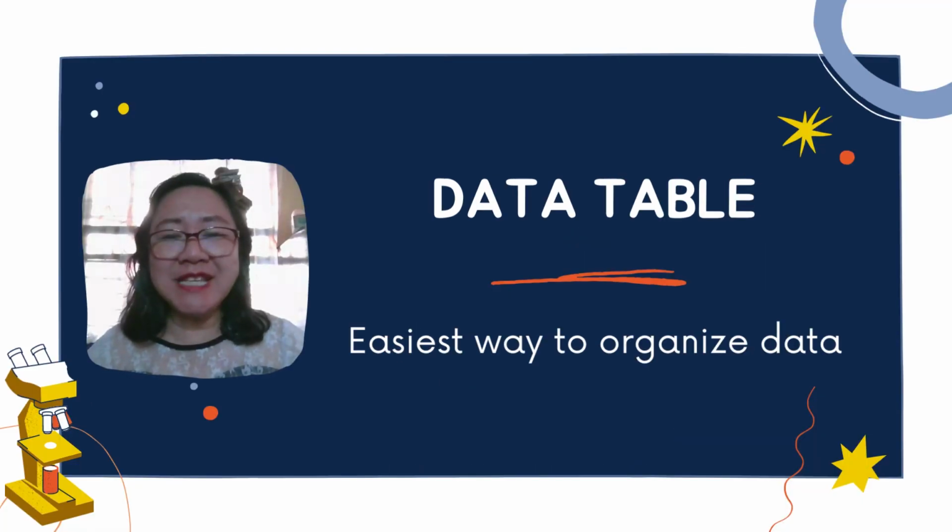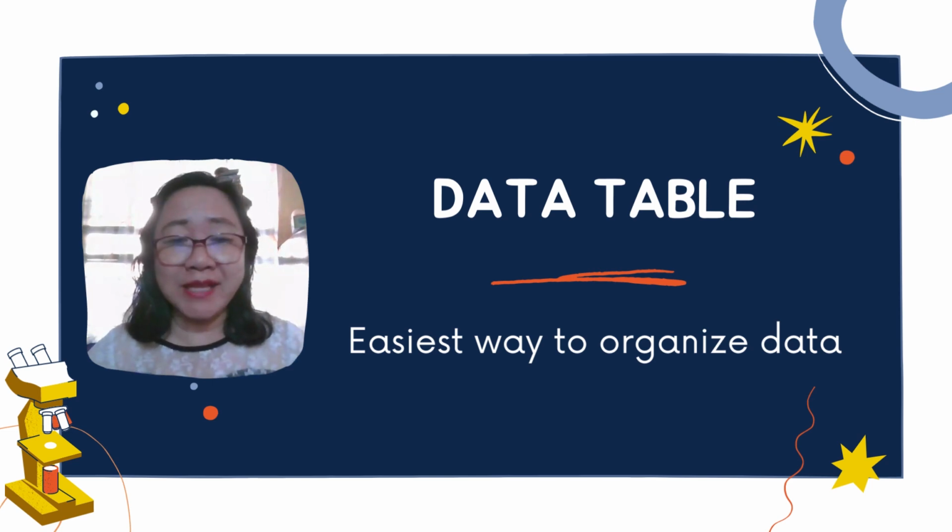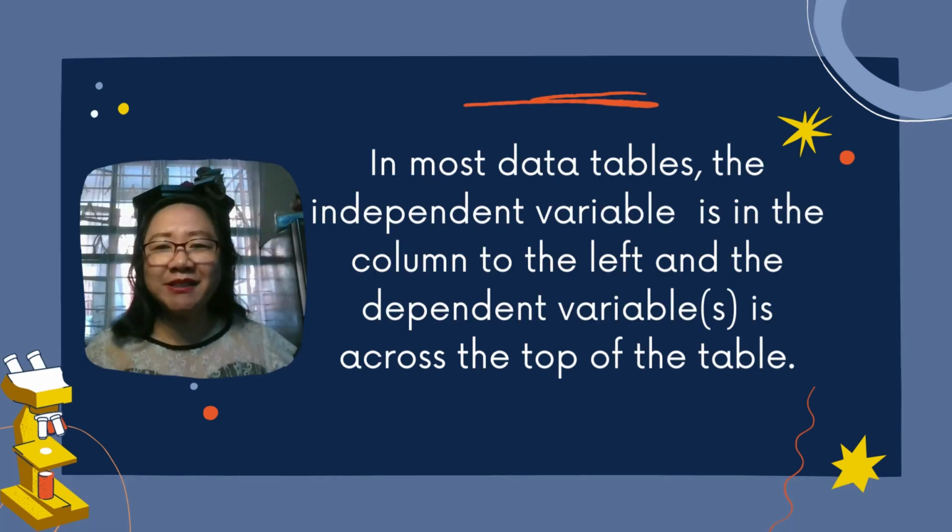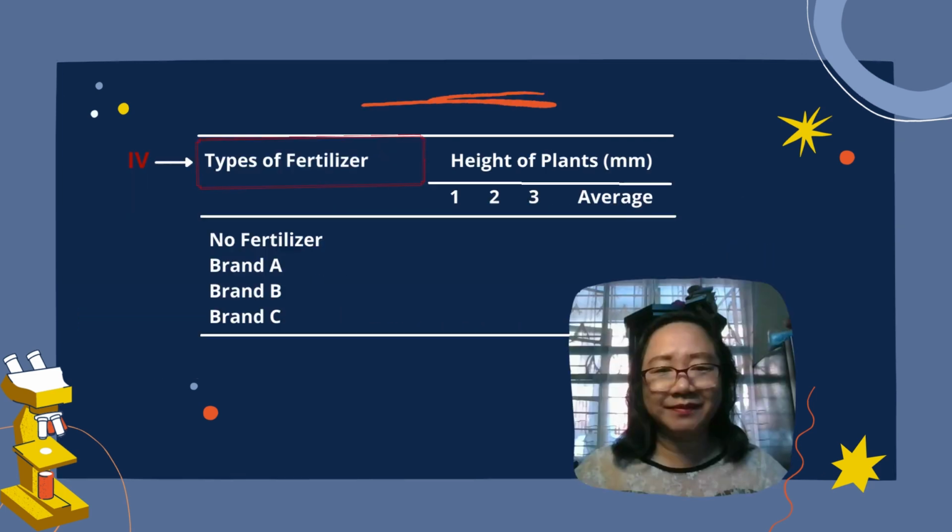Data table is the easiest way to organize data. It is made up of columns and rows where you place your data as well as your headings. In most data tables, the independent variable is in the column to the left, and the dependent variable is across the top of the table.